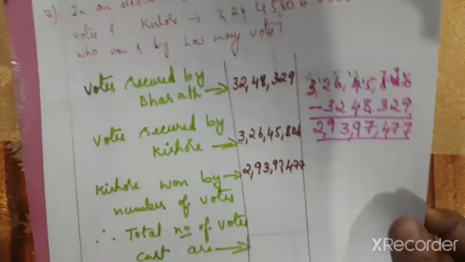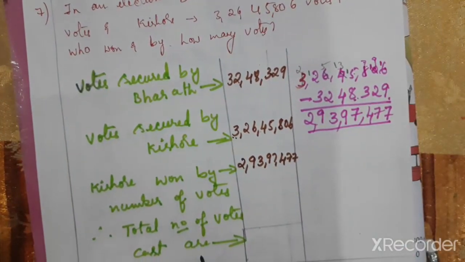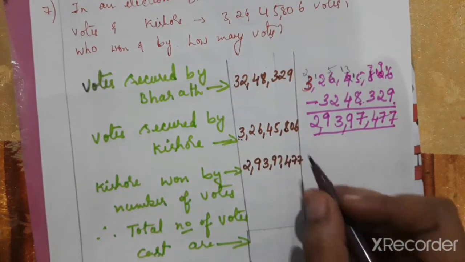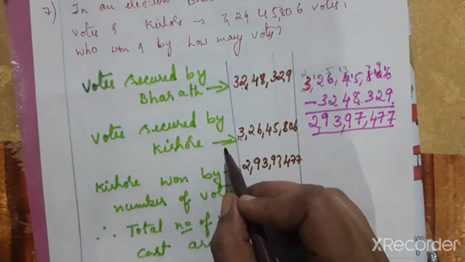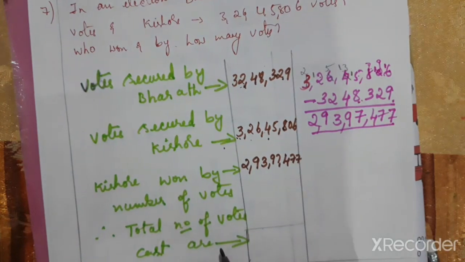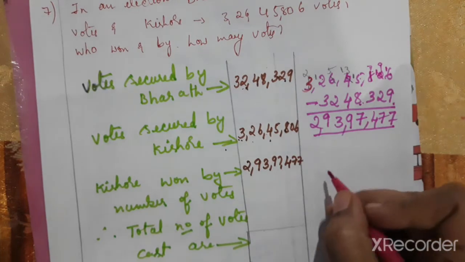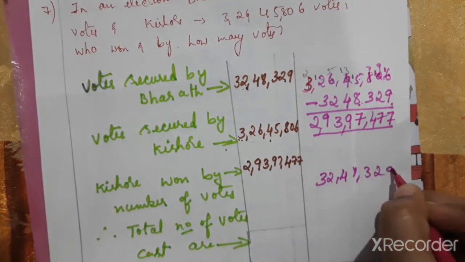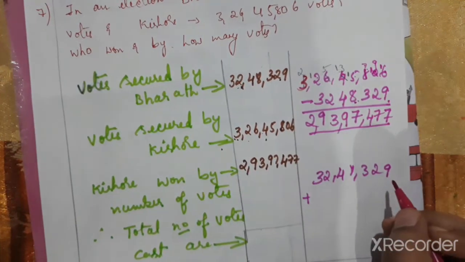So we have to find the total number of votes cast, which means how many people voted. Now we have to find the total of this. This is the votes Bharat secured and this is what Kishore secured. The total of these two is the total number of votes cast by people. Now find the total of that: 32,48,329 plus 3 crore 26,45,806.